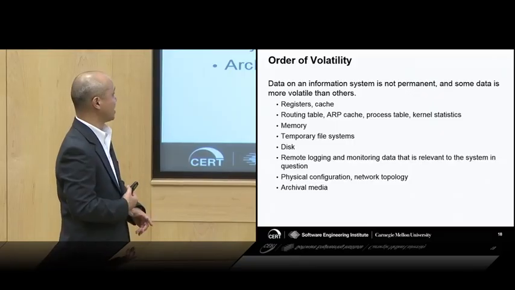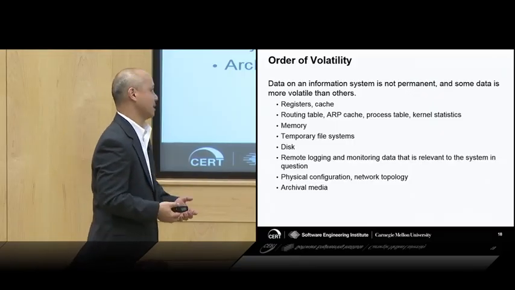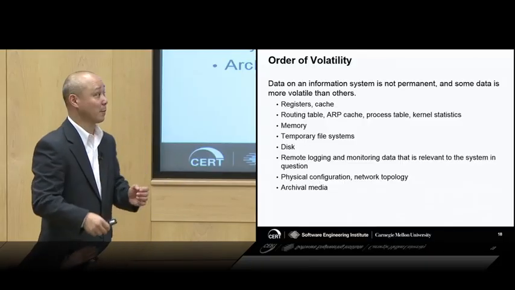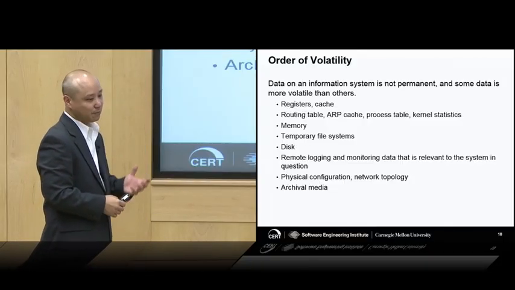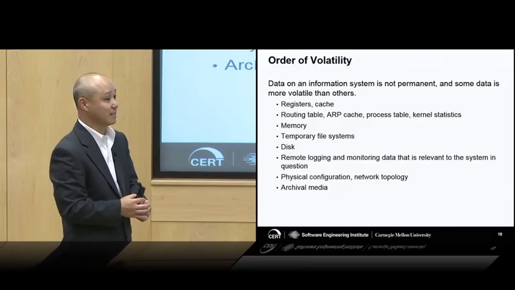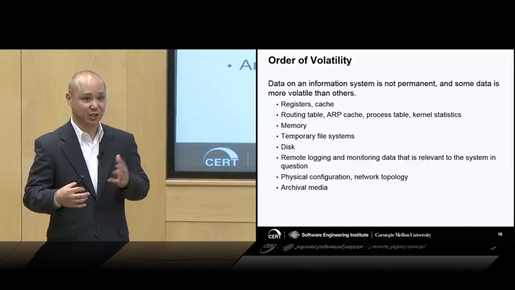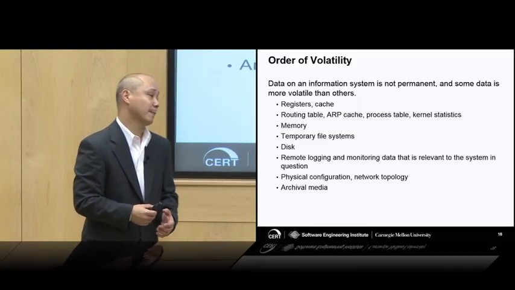The physical configuration and the network topology, that's going to be there for quite a while unless people are picking up boxes and moving them around. And then archival media or archival data is set up to be lasting the longest, right? This is the stuff that gets saved for 6 months, a year, and sometimes even longer.